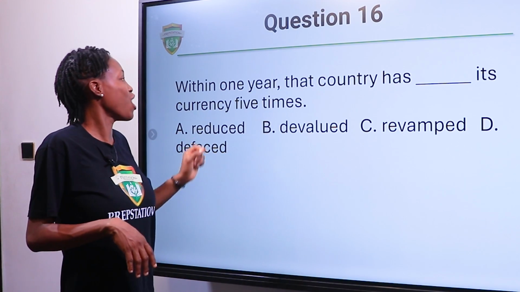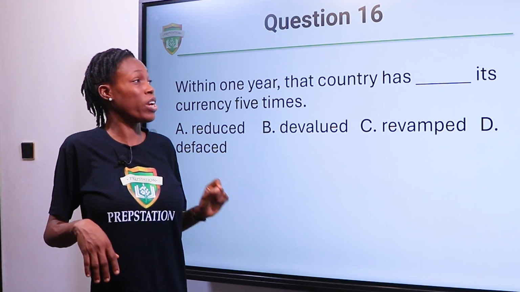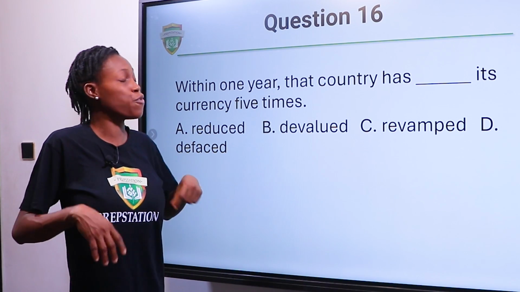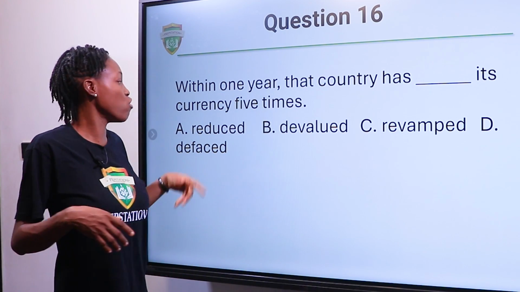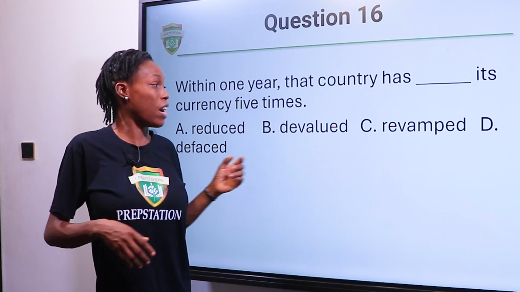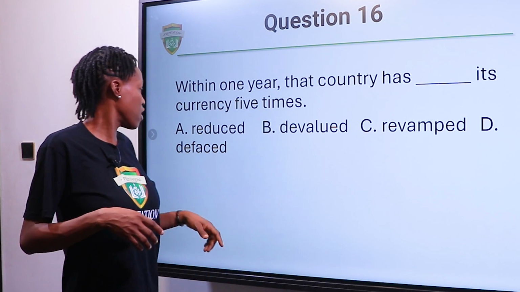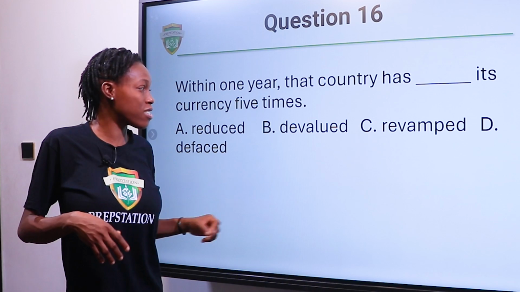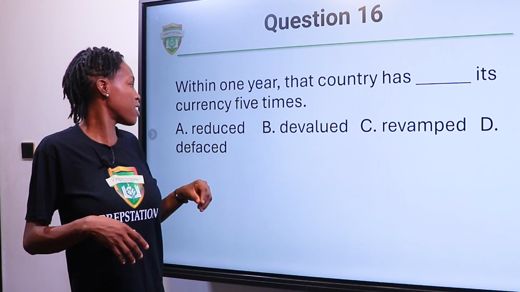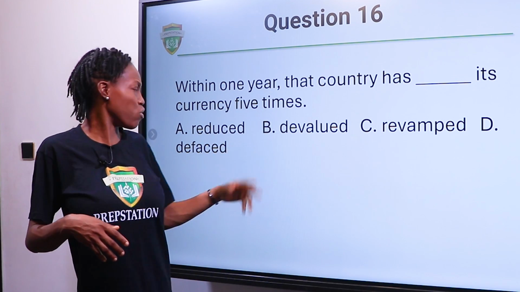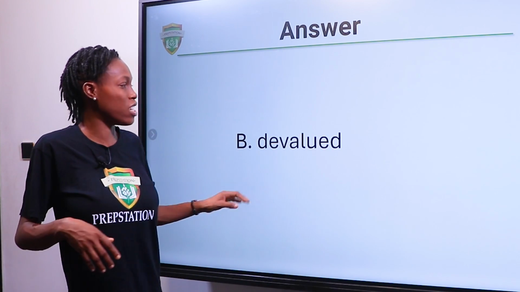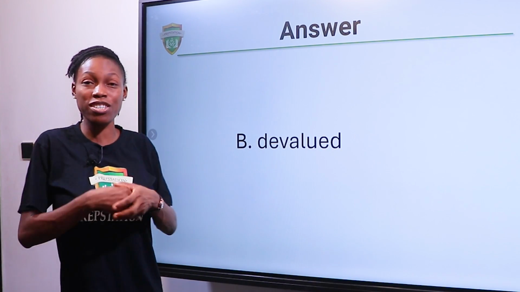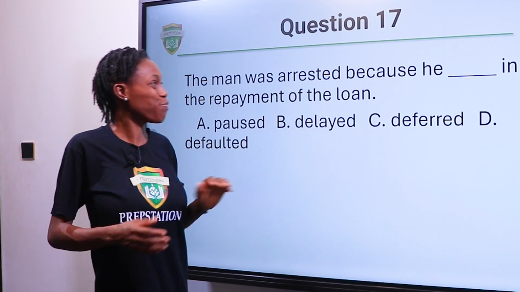Question 16. Within 1 year, the country has dashed its currency 5 times. A, reduced. B, devalued. C, revamped. D, defaced. Currency. It can't be reduced, it can't be revamped or defaced. Let's look at the answer. Devalued. Currencies are usually devalued.